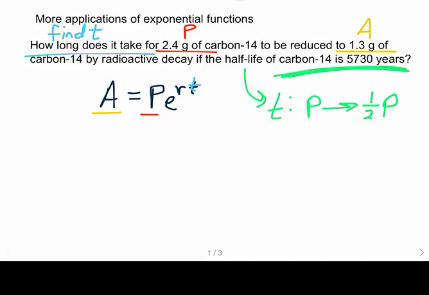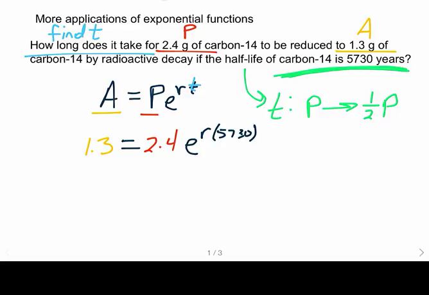Here's the thing, you might be tempted to flesh out the equation right away, substituting 1.3 in place of A and 2.4 in place of P. And so you might be tempted to say that 1.3 is equal to 2.4 e^(rt), and then for t it's 5,730. This is totally wrong. And I will tell you why.